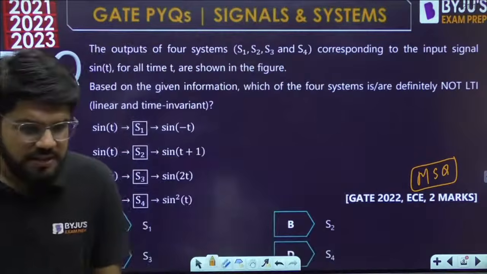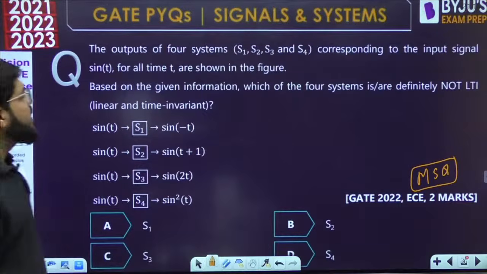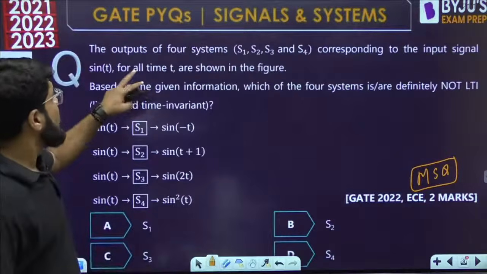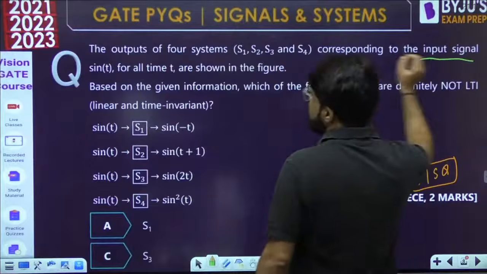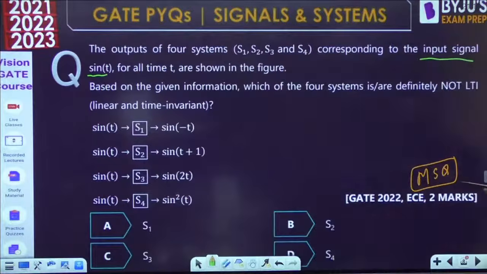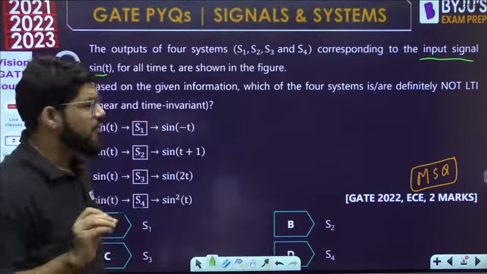Good evening Sheetal. It is an MSQ question asked by GATE. Multiple select question, so one or more than one option may be correct. There is an input signal, please pay attention. They have given you an input signal, sin t. Based on the given information, which of the 4 systems is or are definitely not LTI? It's a good question.